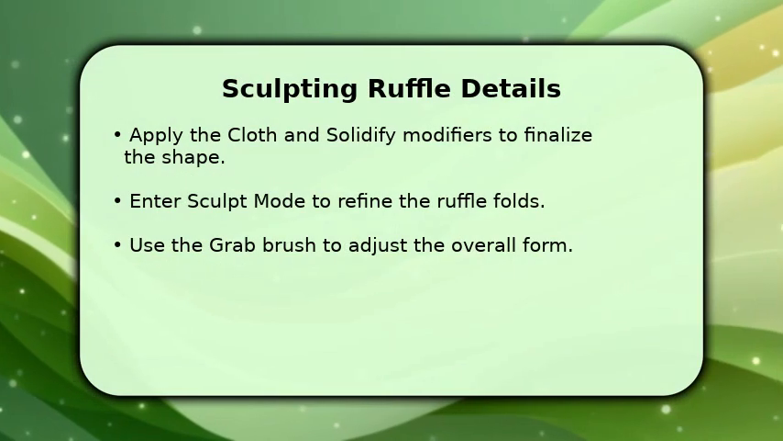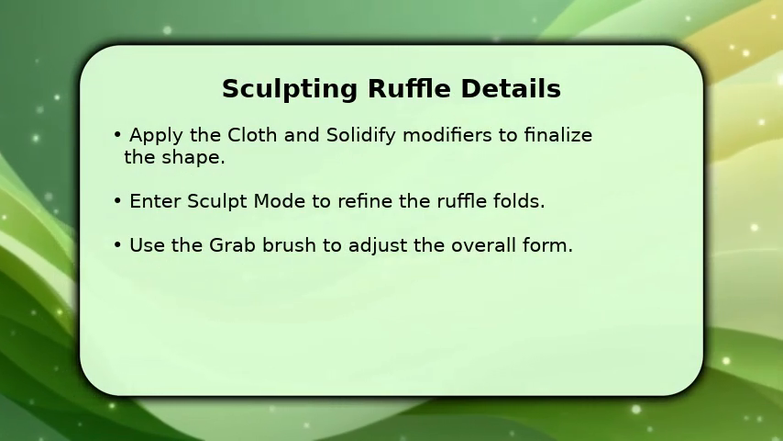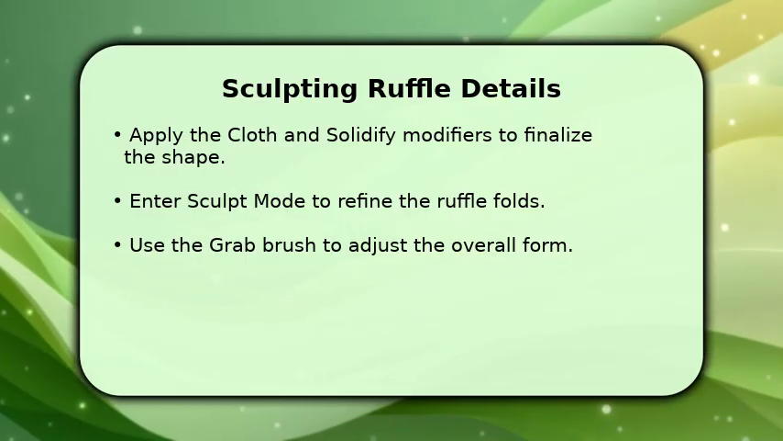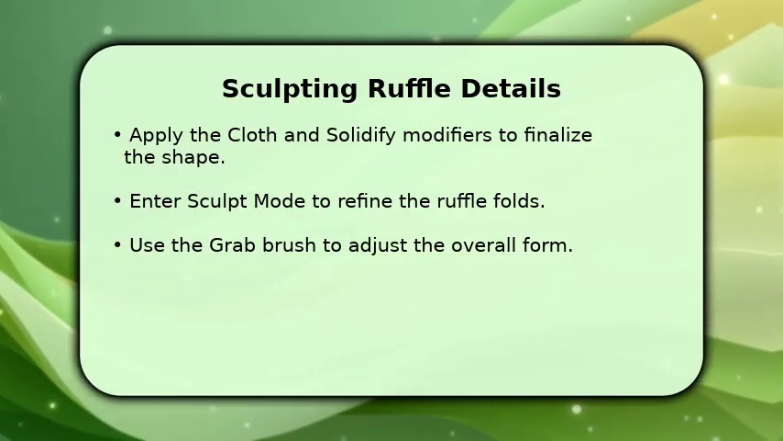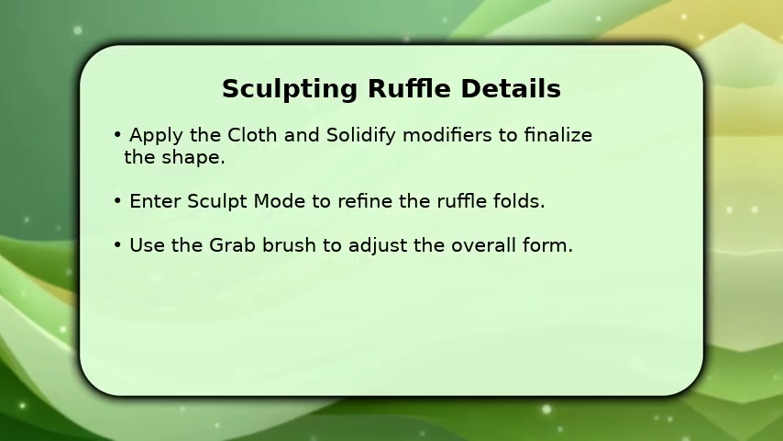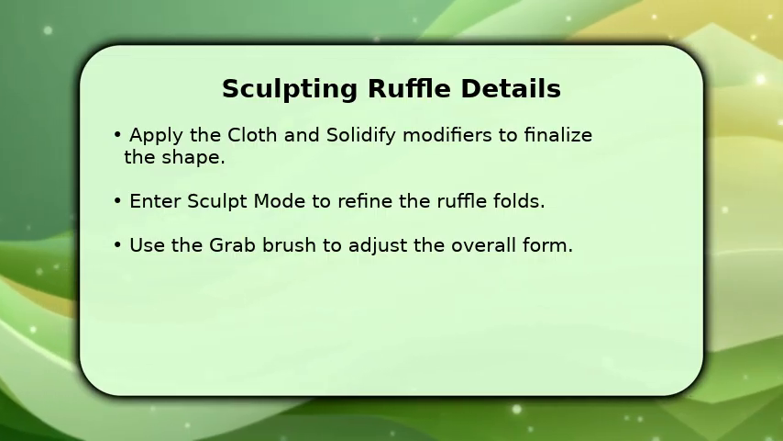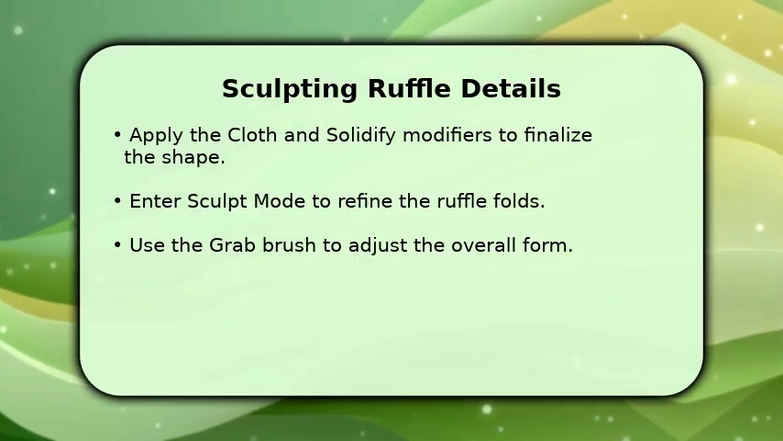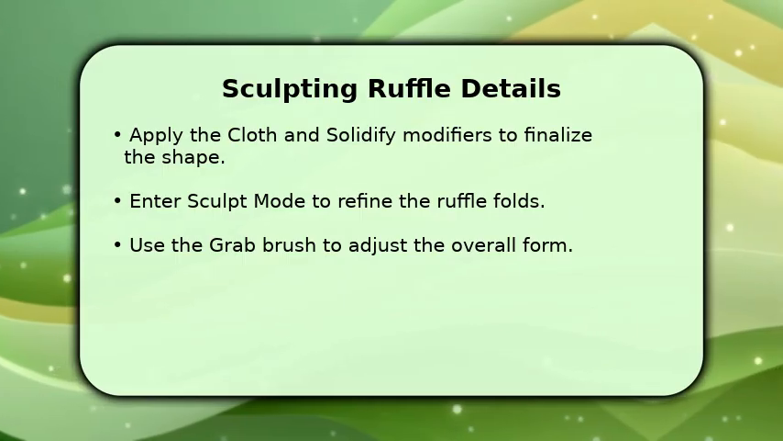Once you have a good base shape from the simulation, it's time to add artistic detail. First, apply both the cloth and solidify modifiers in the modifier stack. This converts the dynamic simulation into a static mesh. Then, switch to sculpt mode.